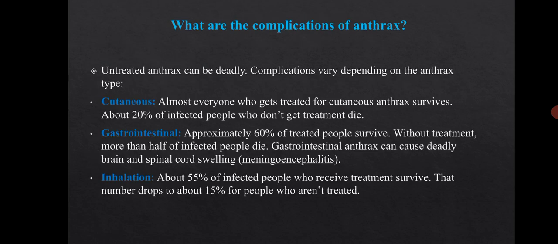What are the complications of anthrax? Untreated cases can be deadly, and complications vary depending on the anthrax type. In cutaneous anthrax, almost everyone who gets treated survives. In gastrointestinal anthrax, approximately 60% of treated people survive. Without treatment, more than half of the infected people die. The final type is inhalation anthrax. The survival rate is 55% with treatment, and the number drops to about 15% for people who don't get treated.